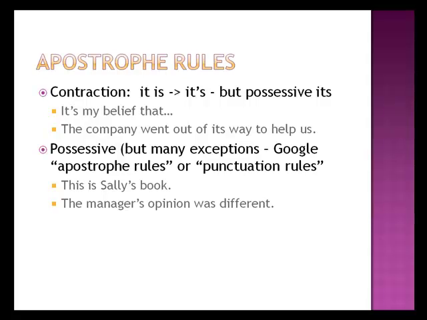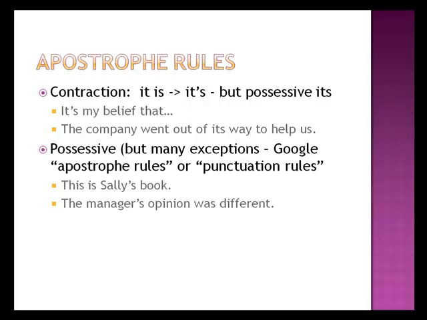The second its is the one without the apostrophe. That one is possessive. It shows ownership. The company went out of its way to help us. And you couldn't say the company went out of it is way to help us. It doesn't work, so you can't put an apostrophe there.